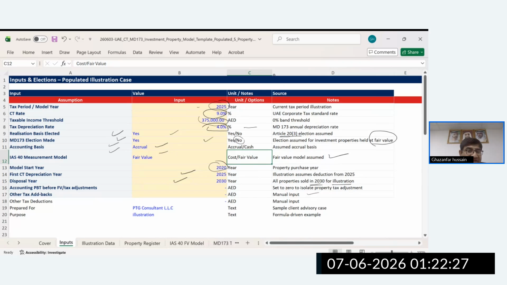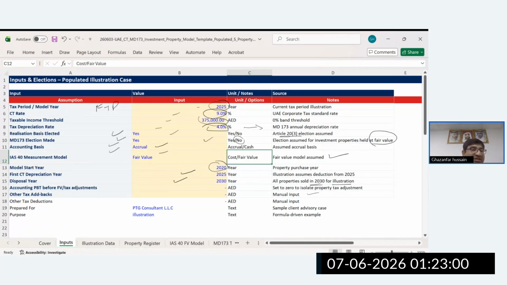Okay, input. The fields below are manual inputs from the actual scenario that you have. You keep adding over here, and moving forward, the system will take the calculation automatically. Here we are saying the current tax period, because this is our first tax period, meaning the first tax period when we start this calculation. We are saying in 2025 the tax rate is this, the income threshold is this, and tax depreciation is 4%. As per this, it will remain the same, no change.